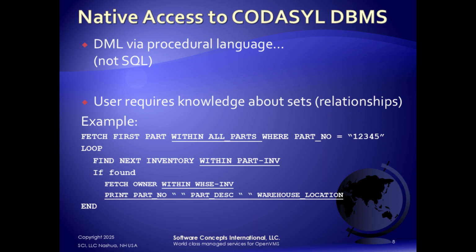But again, you can see it's here: fetch the first part within, and I can't just say fetch the first part where the part number equals XYZ. You can, but then the DBMS might just walk the whole database to find it. So you have to tell it, I have to have knowledge about the database besides the columns and stuff. Find the next inventory record within the part inventory. Very procedural, very step by step.